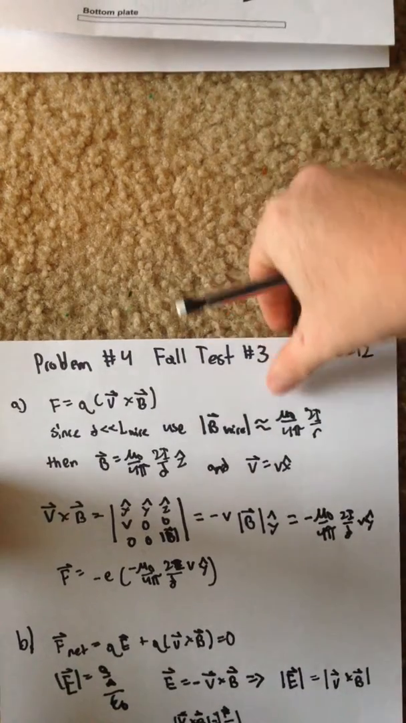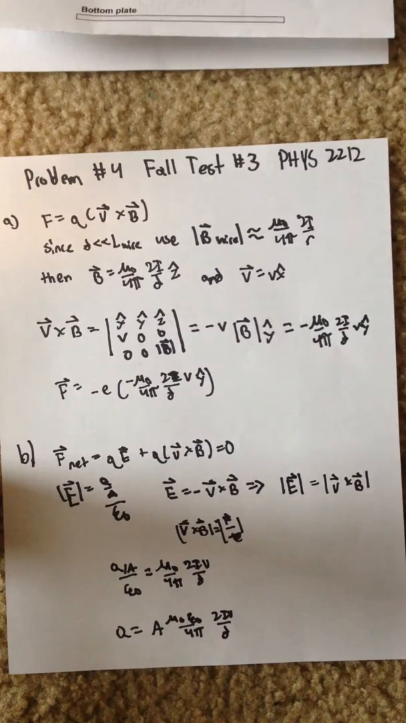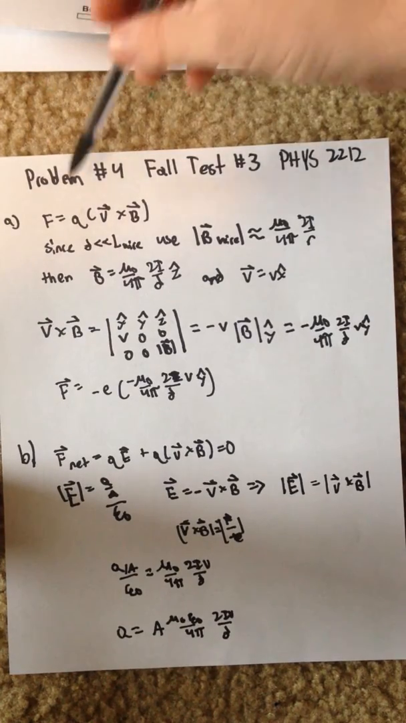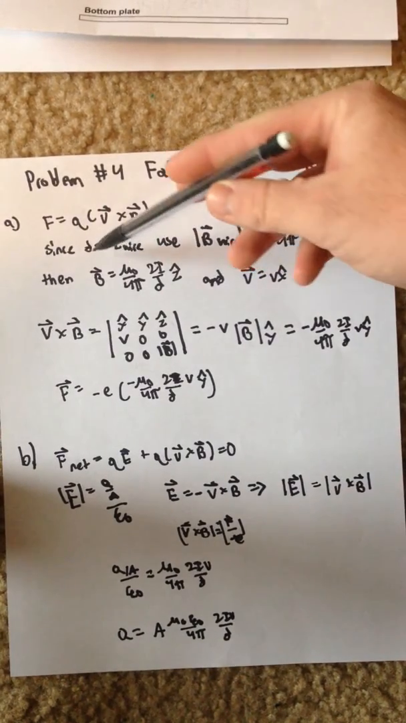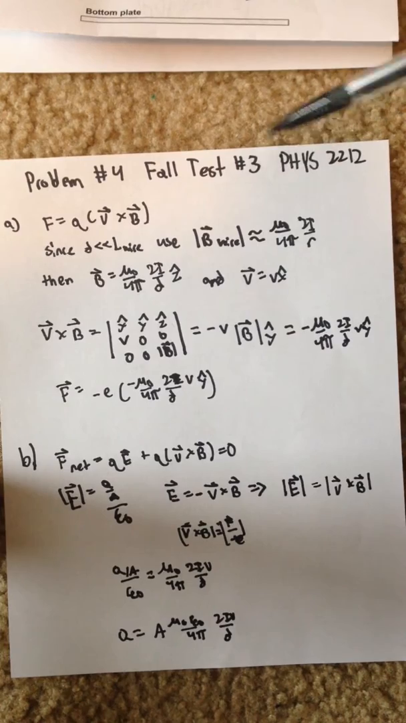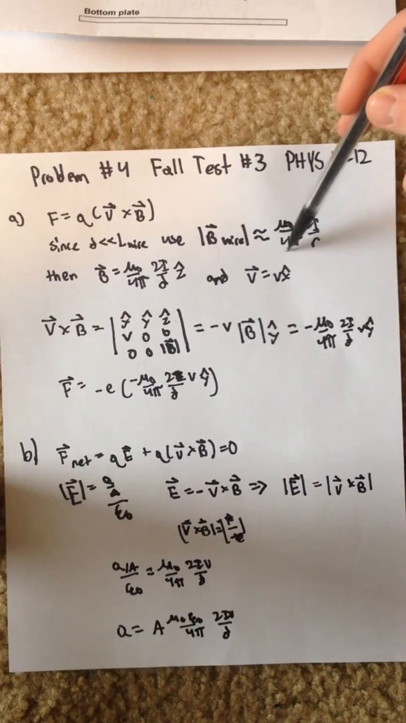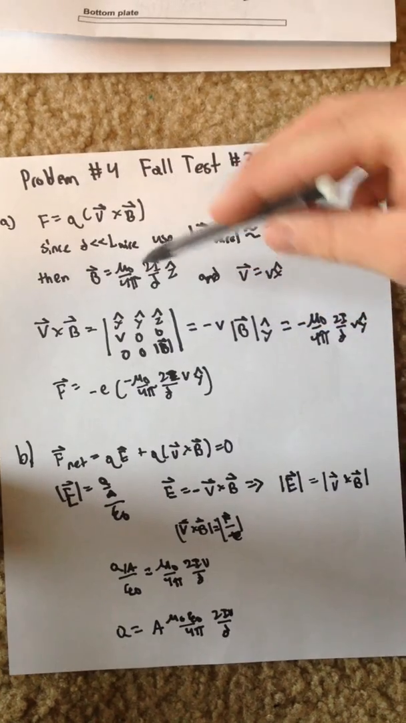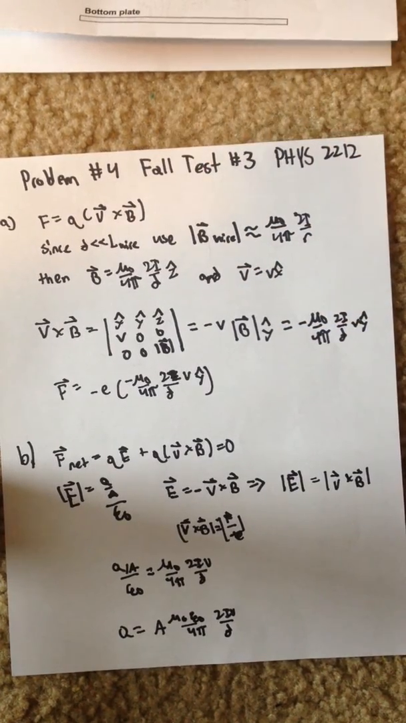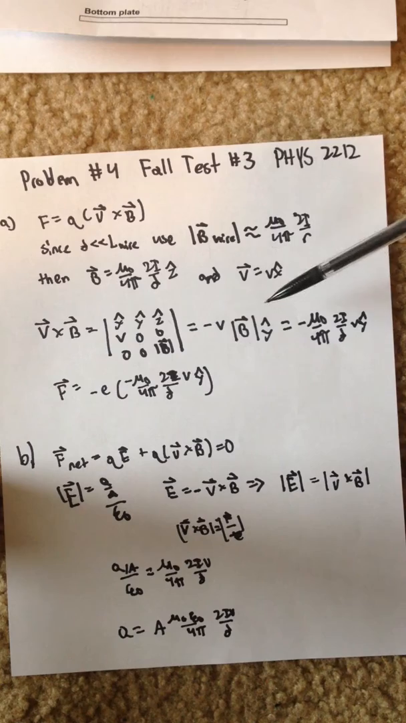Part A asks us to find the force. From the formula sheet, we can find F is equal to Q V cross B. We need to find B. Since we know D is much smaller than the length of the wire, we can use the approximation B wire is equal to mu naught over 2 pi I over R. R in this case is D, so we just plug that in, and we know it's in the Z direction because of the right-hand rule. V is in the X direction because of the diagram.